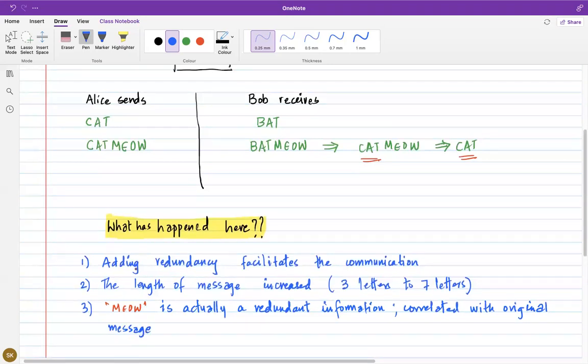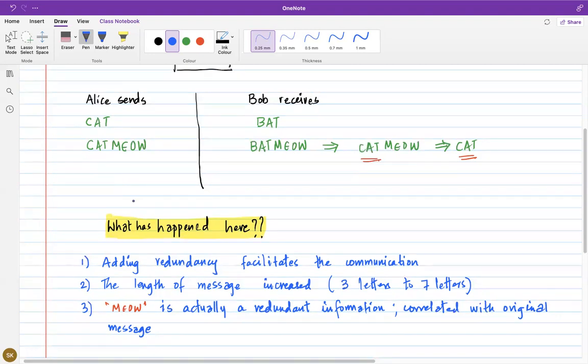That is, the extra message that you have added to this cat is not arbitrary. You can't add anything; it has to make some sense. You have to carefully design your scheme in such a way that you add something to your original message, and that facilitates the communication, and Bob receives the right message. So this meow is some kind of correlated information that you add to the original message. Of course, it doesn't add any extra piece of information.